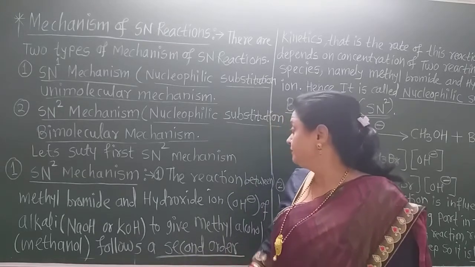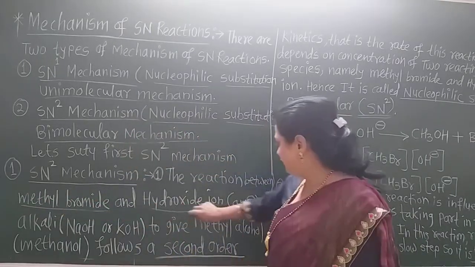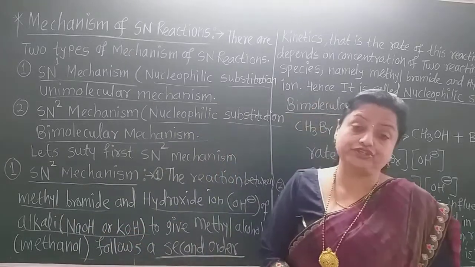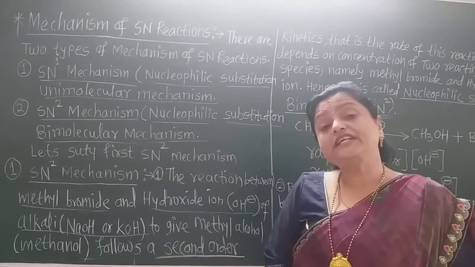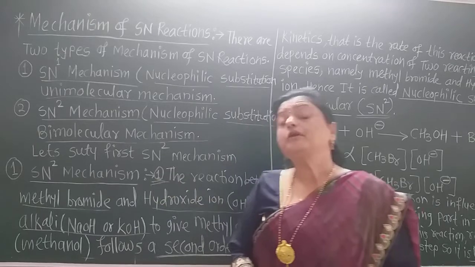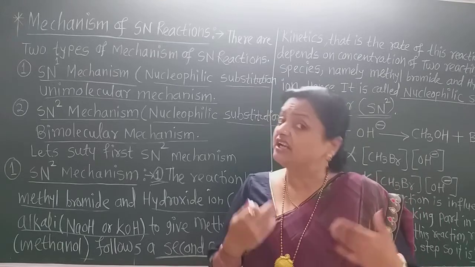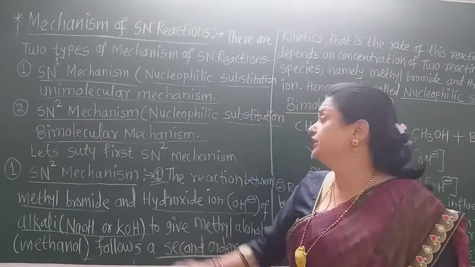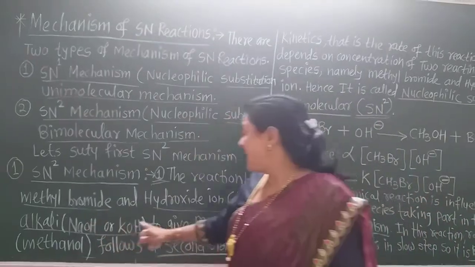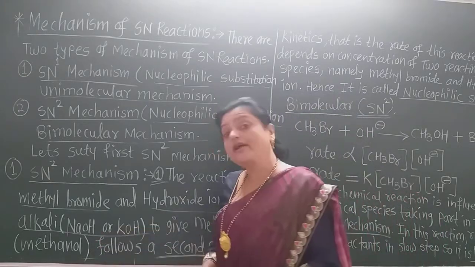Now in this mechanism, the reaction is between methyl bromide and the hydroxide ion of the alkali like NaOH or KOH. Now the first point is about the reaction. Always in the mechanism the first point is about the reaction, between which reactants the reaction is carried out. Now as we are learning the alkyl halides, the reactant molecules in the SN2 mechanism are the alkyl halide, that is methyl bromide, and the hydroxide ion, OH minus, of the alkali such as NaOH or KOH.